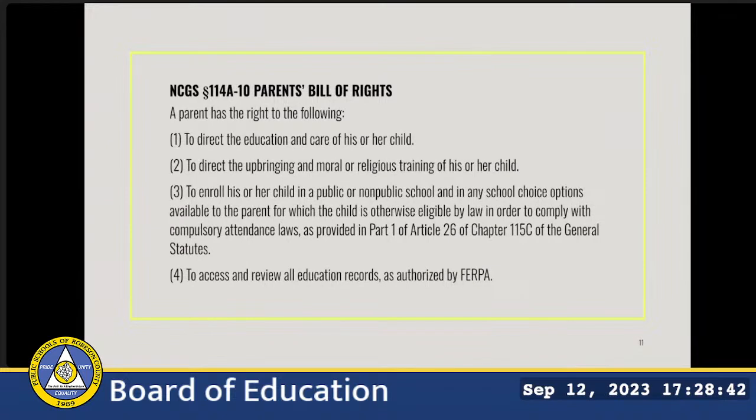So we have a new section 114A-10, the Parents' Bill of Rights, and this articulates a number of different things that parents have the right to. So they have the right to direct the education and care of their child. All right, now stop and think about that. What does that mean, to direct the education of their child?